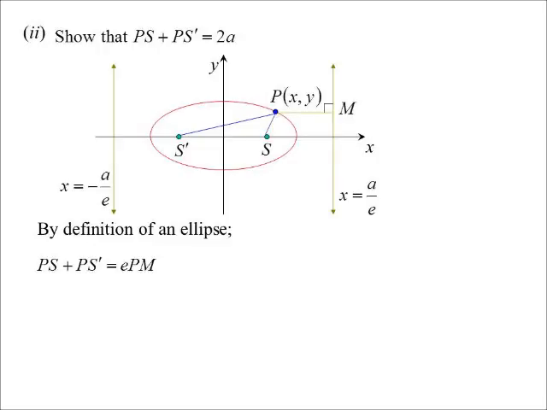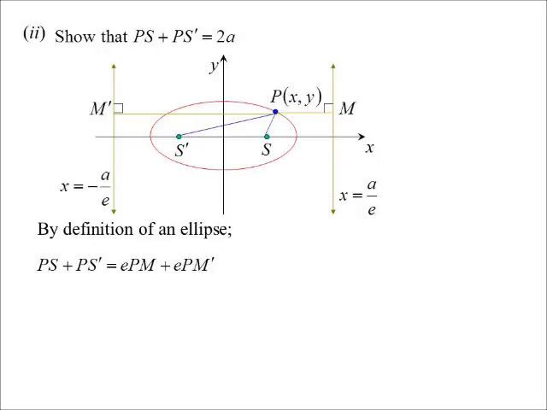And P to M is a horizontal line, and that's a lot easier to find the distance of because all I've got to do is subtract the x values, and then I know how long that line is. But I could do the same for P to S dash. It would be the same as eccentricity times P to M dash. And again, we're talking about a horizontal line.